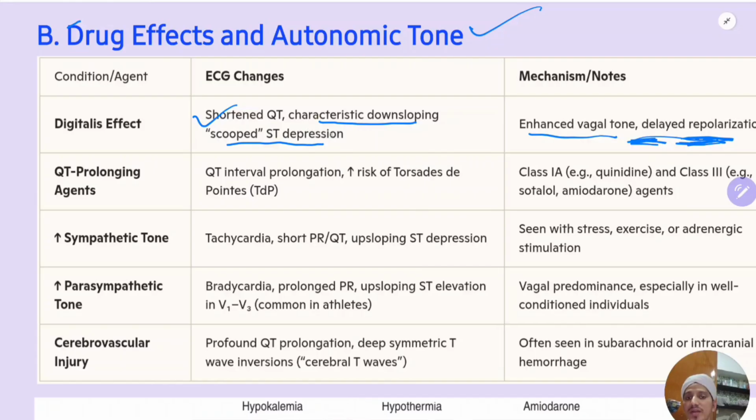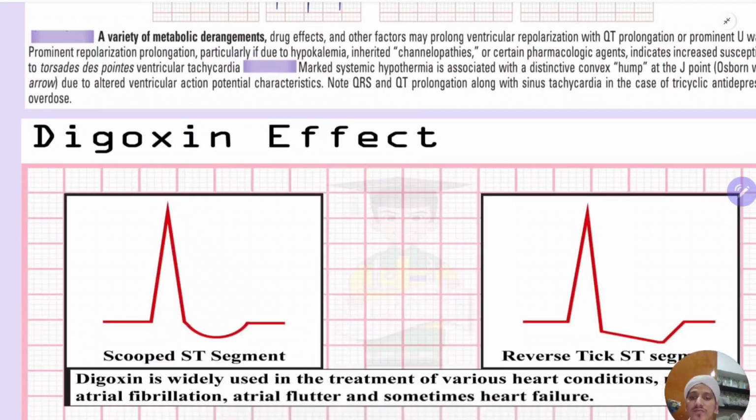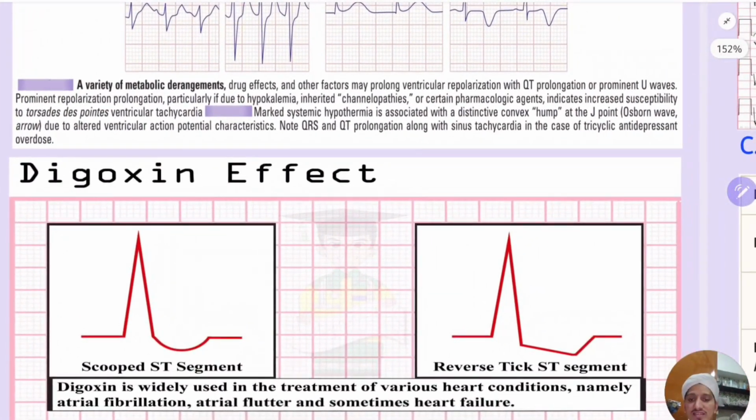So remember, scooped ST depression. So this Digitalis effect will have some signs in the ECG. Two types of signs can be there. Scooped ST segment like this, like a scoop, okay, or this is also known as Salvador Dali effect. We'll know in the next image.